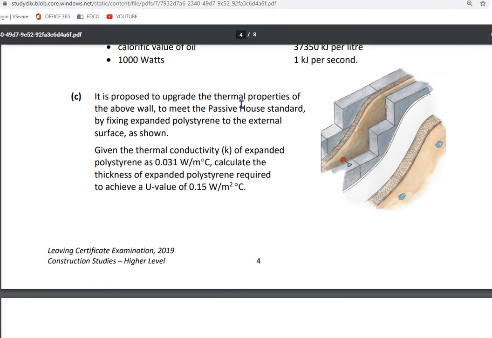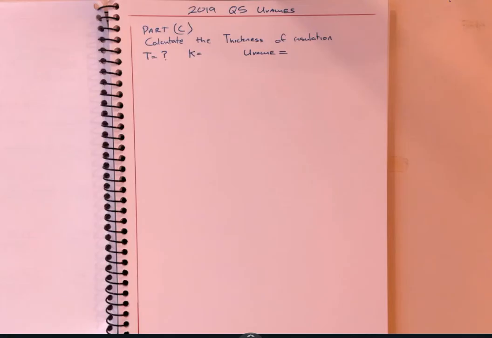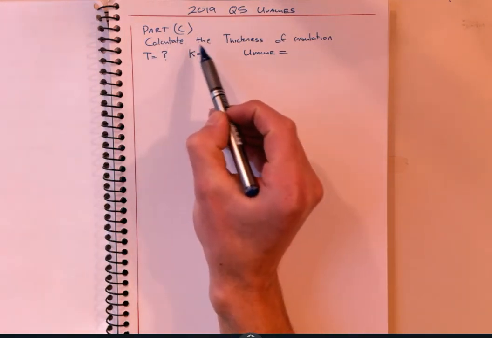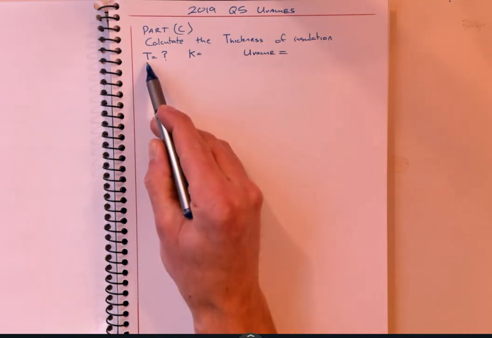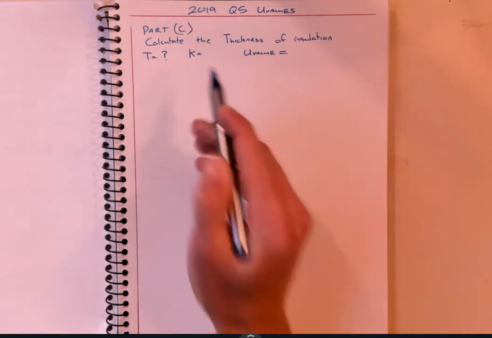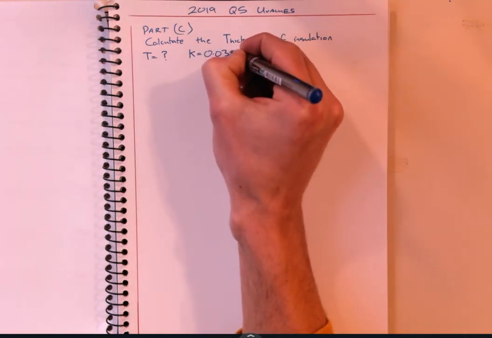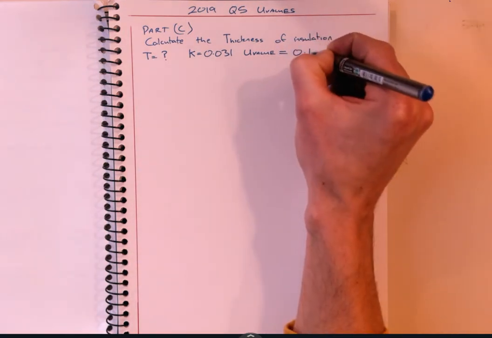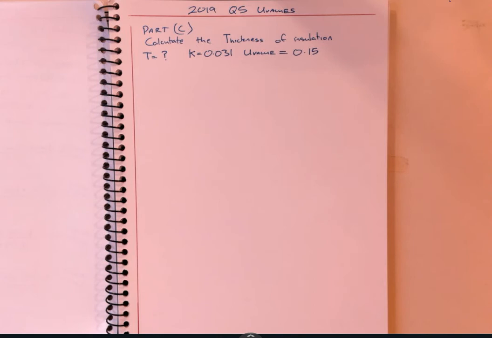So we've been given some information in the question. We have to calculate T. We've been given a K value, conductivity of 0.031, and we've been given a new U value of 0.15. So we'll go and write those in to start the question. Okay, so as I said, the big thing, calculate the thickness T. They give us a K measurement of 0.031, and they're telling us the new U value for the wall is going to be 0.15. So that's the information they've given us in the question.